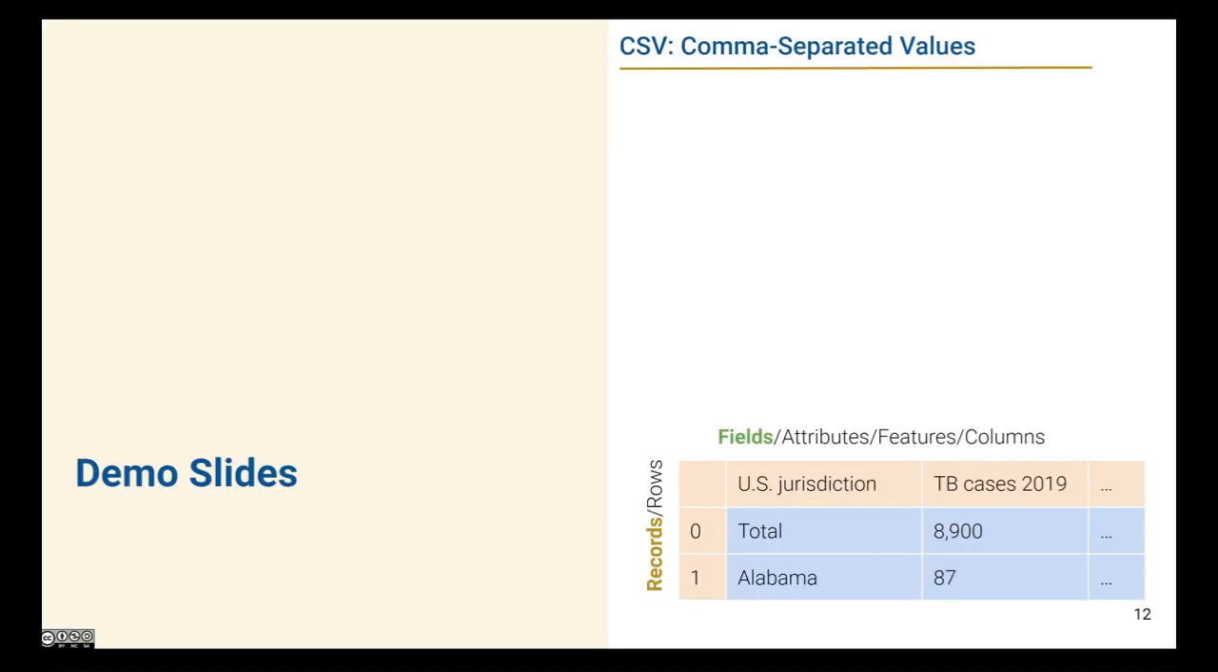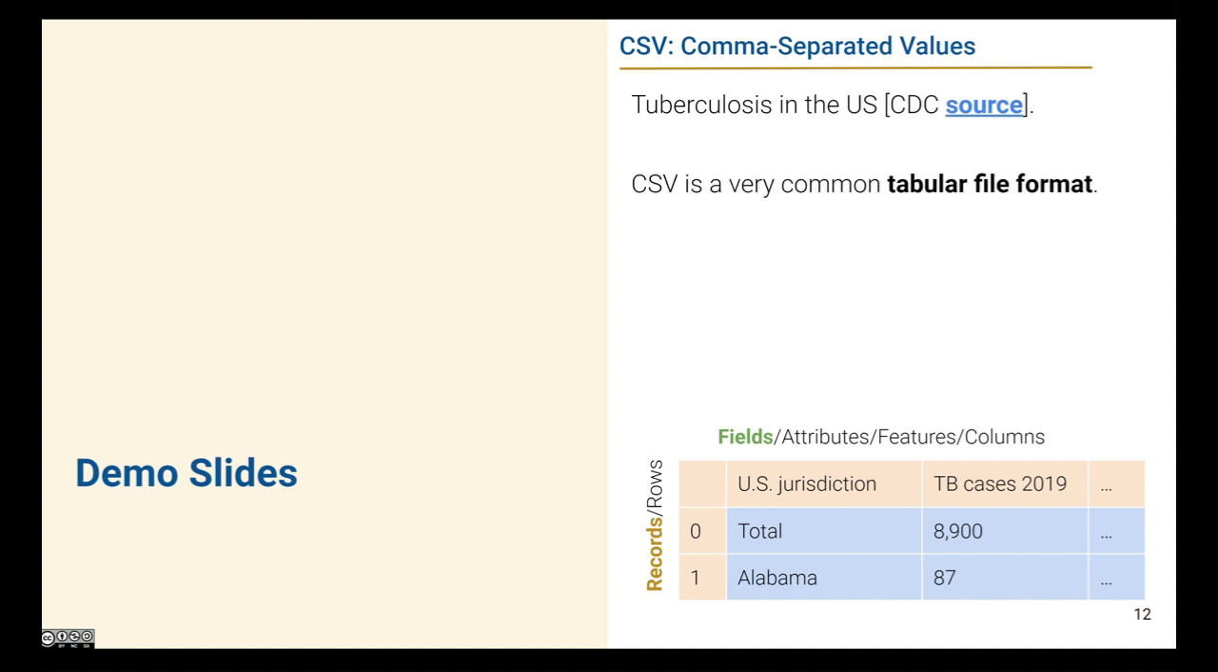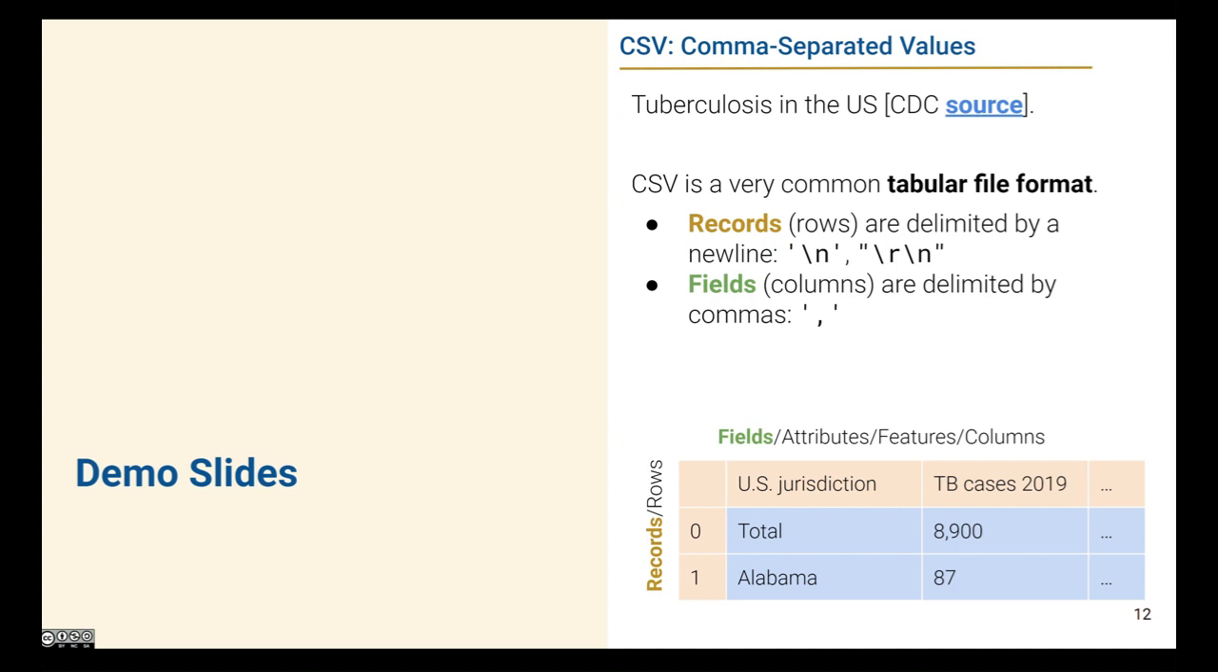So the demo that I've been mentioning is going to be looking at tuberculosis data in the United States. And this is coming to us in a CSV, or comma separated values format. And that's a very common tabular file format. In this case, you have rows that are delimited by a new line, and then fields are delimited by commas. So let's actually pop over to the data here in our Jupyter Notebook.